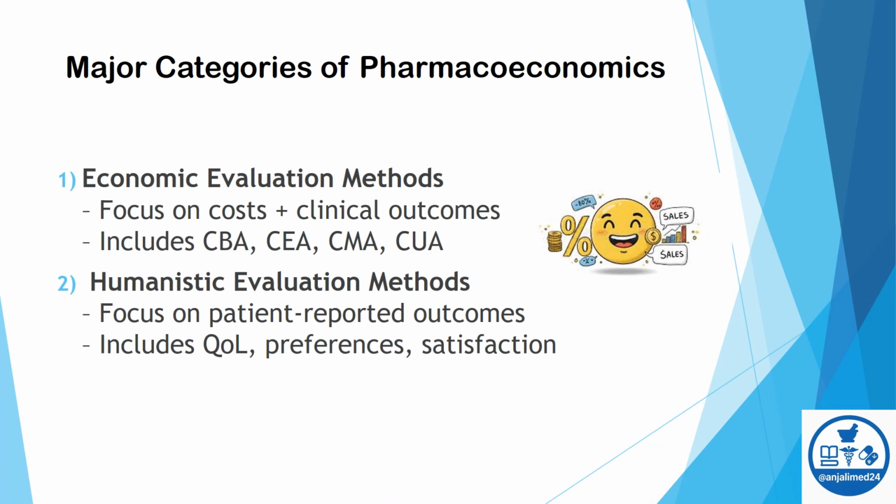Major categories of pharmacoeconomics. There are two major branches of pharmacoeconomic evaluations. The first includes economic methods, which emphasize measurable costs and clinical outcomes. The second group consists of humanistic methods, which capture patient-centered outcomes like quality of life, personal preferences, and satisfaction levels. Together, these methods give a broad and balanced picture of a treatment's value.